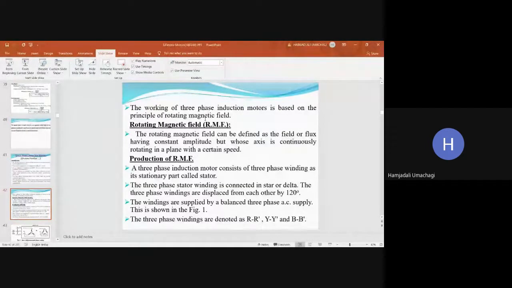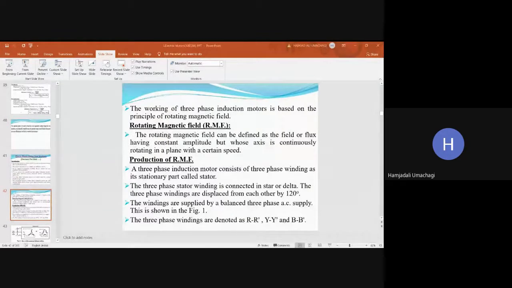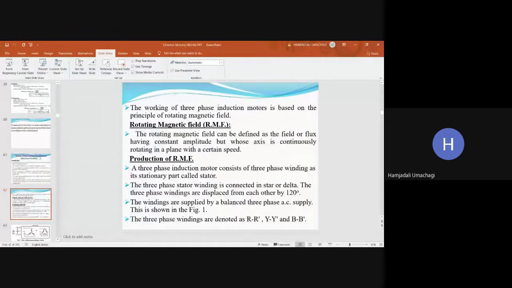In order to make the induction motor rotate, there should be some mechanism, right? That mechanism, which is very important for the operation of the three-phase induction motor, is the rotating magnetic field. This motor has three phases, R, Y, and B, and each phase is going to produce a flux. R phase produces one flux, Y phase produces another flux, and B phase produces another flux. All these three are rotating in nature.